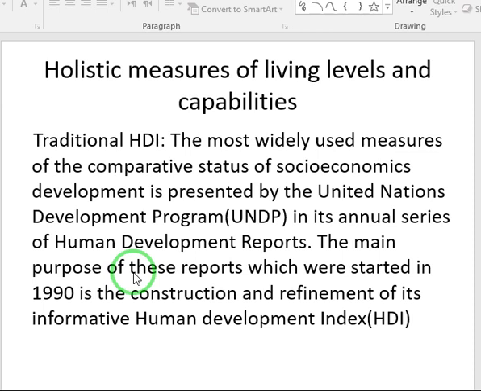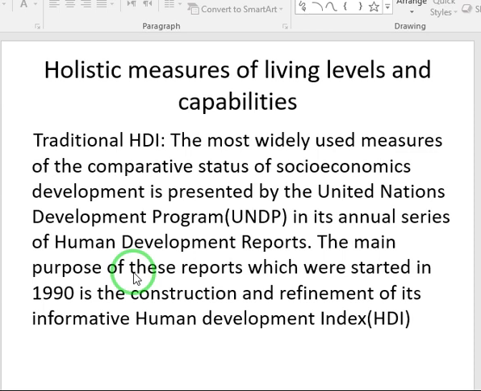Before starting this topic, let me tell you that our previous lecture was about the basic indicators of development, in which we studied income, real income, and we studied health, and then we studied education. And I told you that whenever you want to see a country, whether it is a developed country or a less developed country, then on the basis of certain dimensions or parameters, we decide whether the country is developed or not. And what are those dimensions or parameters?